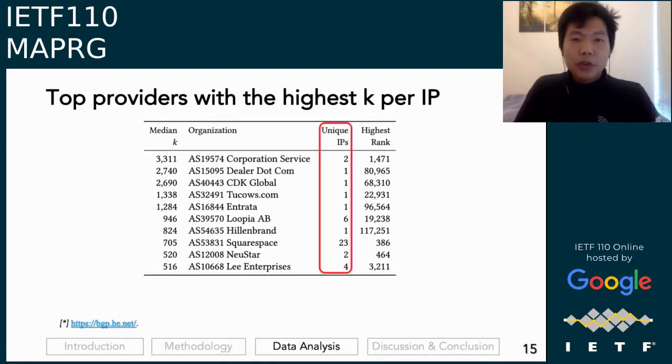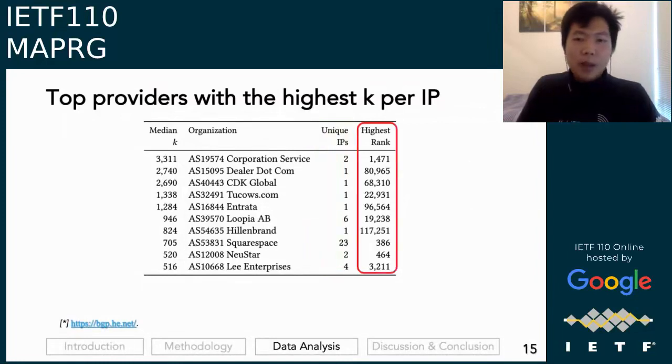As shown in the third column right here, the average number of unique IP addresses observed for each provider is very low, with half of them hosting all domains on a single IP address. And we use Hurricane Electric's BGP toolkit to confirm that these are actually very small providers, with many of them managing less than 10,000 IP addresses allocated by their regional internet authorities.